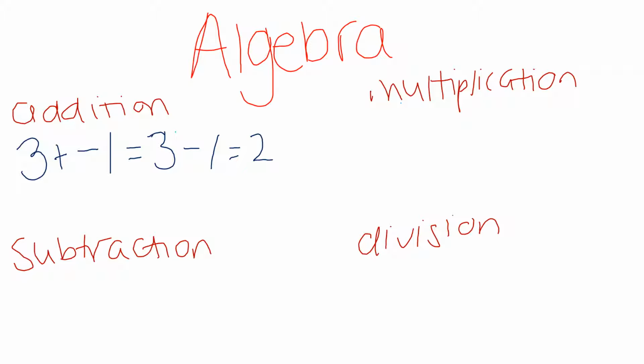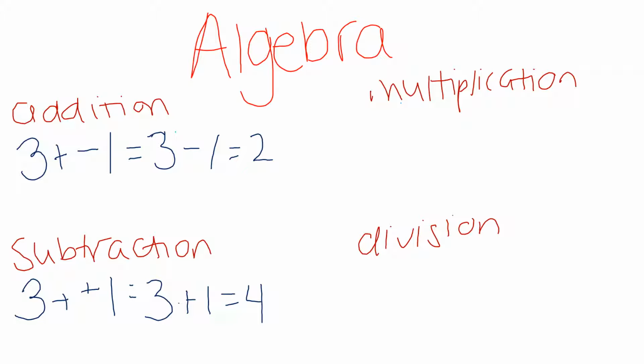Now let's look at subtraction. 3 minus -1. Double negatives will equal a positive. Let's think about that. When you have a positive number and you're taking away a negative number, you're actually adding. That's a fact that you just need to memorize. So 3 minus -1 is actually 3 plus 1, which equals 4. Because you're taking away a negative, you're actually just adding a positive.